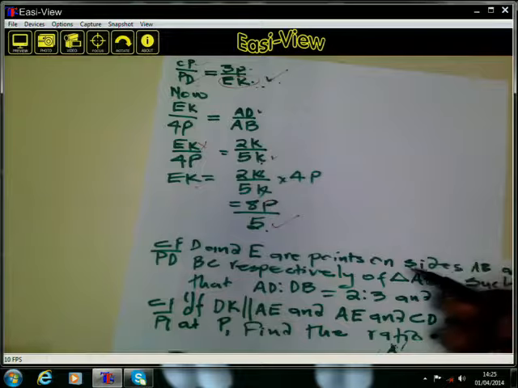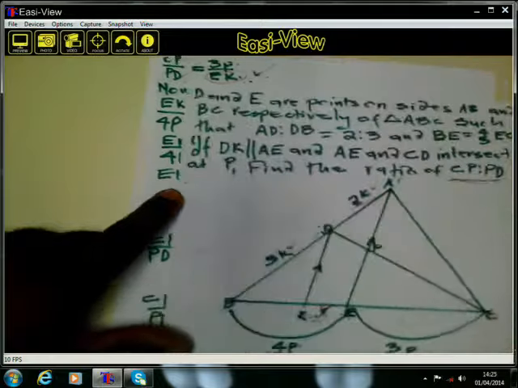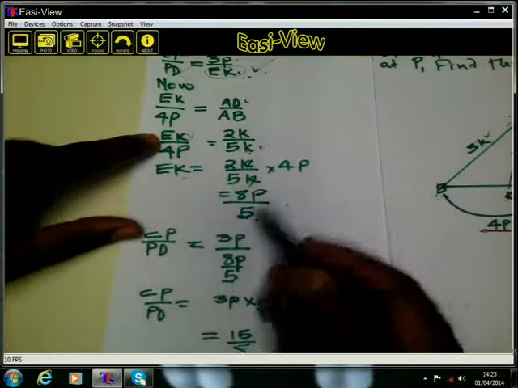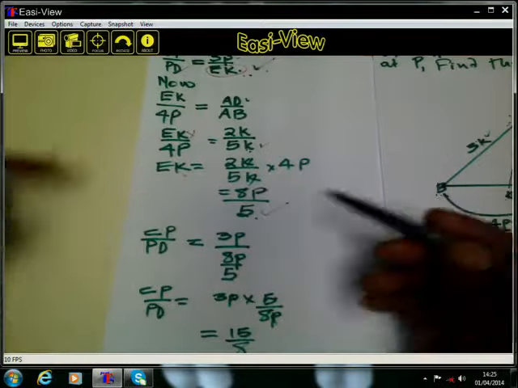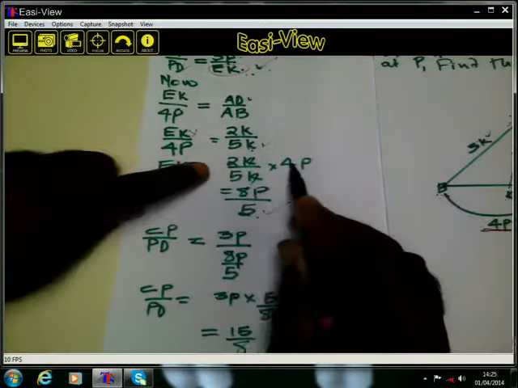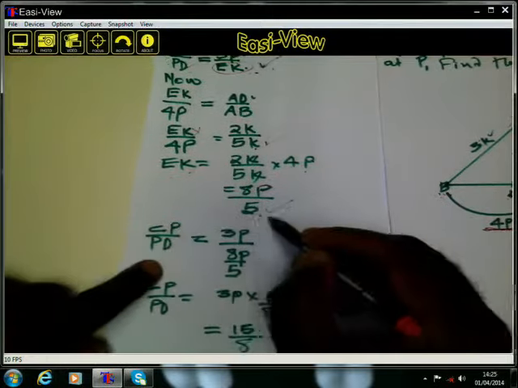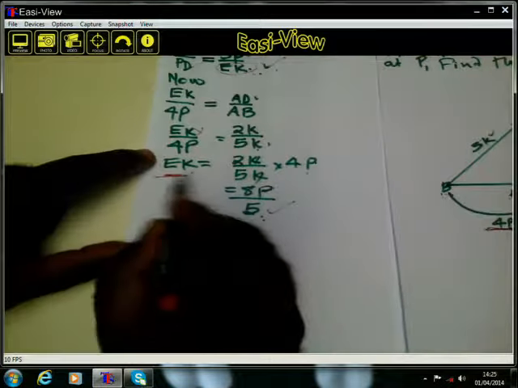That is the value of EK that we have now determined. This is simple mathematics: we just carry on turning EK into the subject of the formula, such that eventually the K cancels the K, which leaves you with 5. 2 multiplied by 4 is 8P, and 8P divided by 5 is going to be the value of EK.